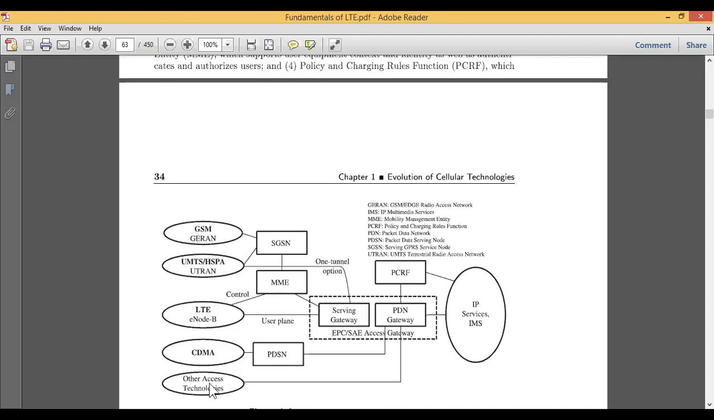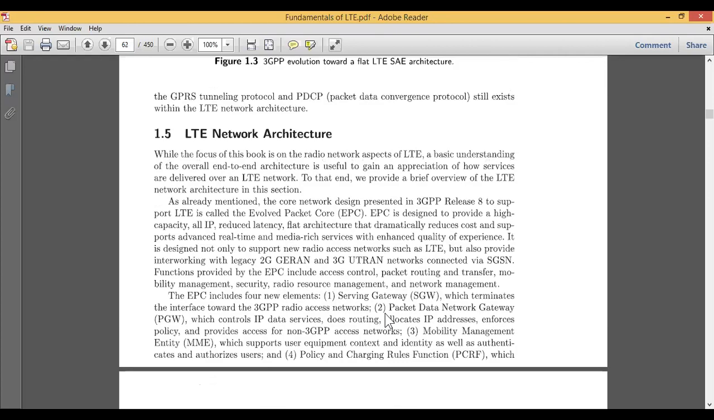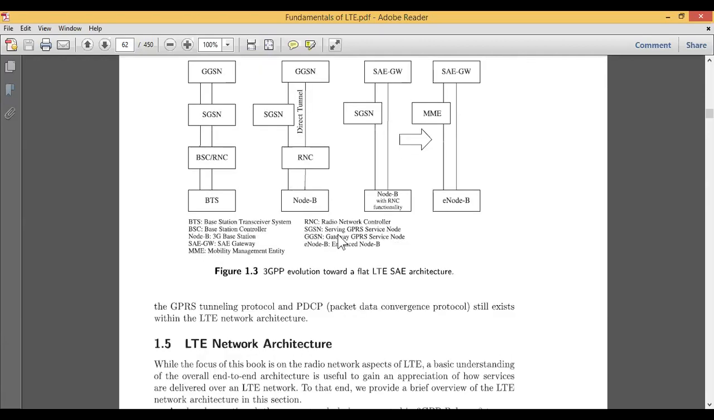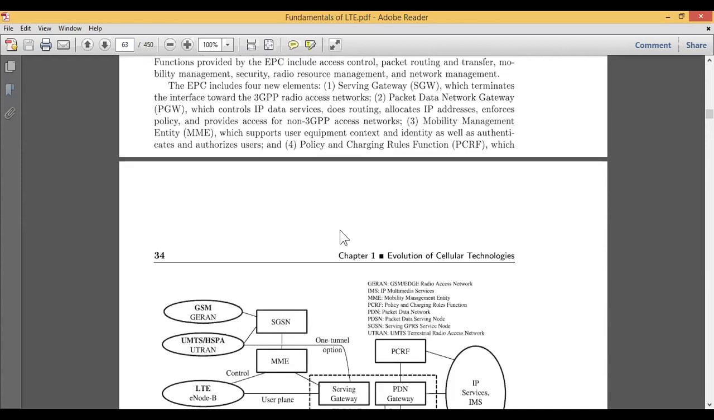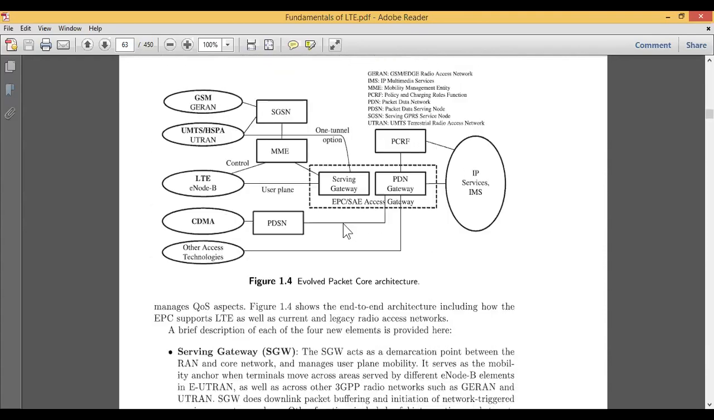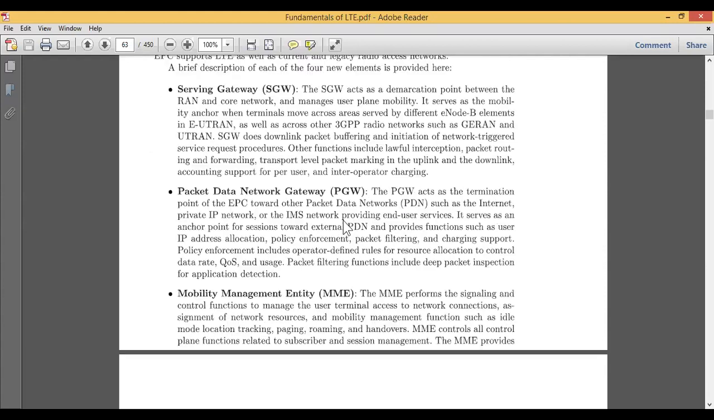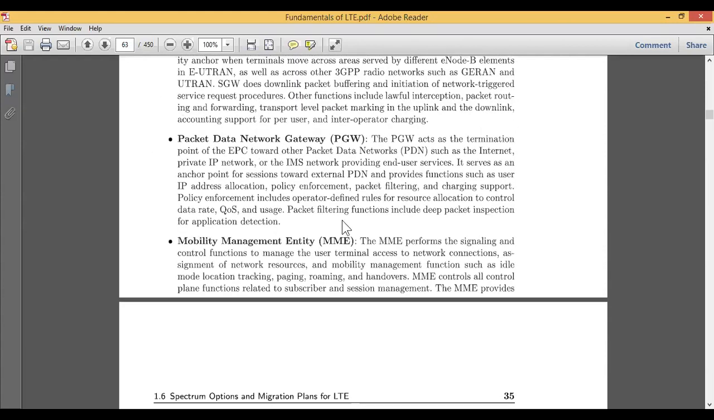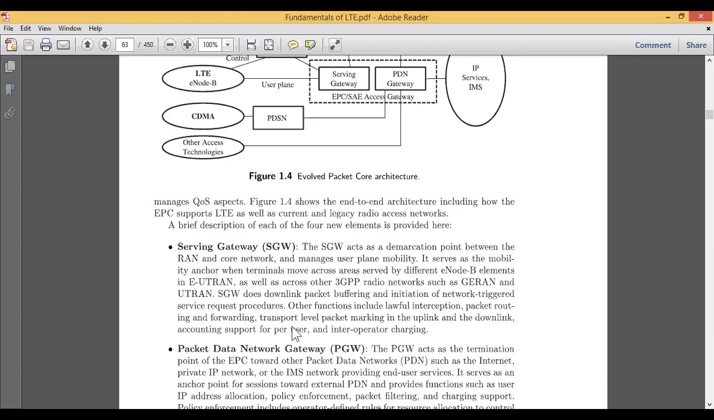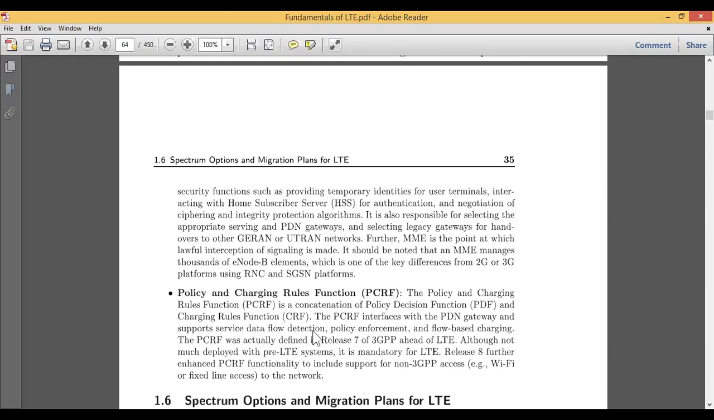But not all the functions which I have listed in this diagram are included in this flat type of architecture. This is a very simple architecture with few nodes and few entities in each release. But to make it more beneficial, our actual architecture is the core architecture. So whenever it is asked, please specify all the details related to this diagram and try to explain the four important functions shown here: the serving gateway, the packet data network gateway, the MME, and the PCRF ruling function.